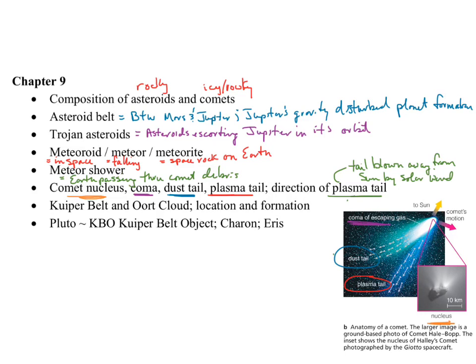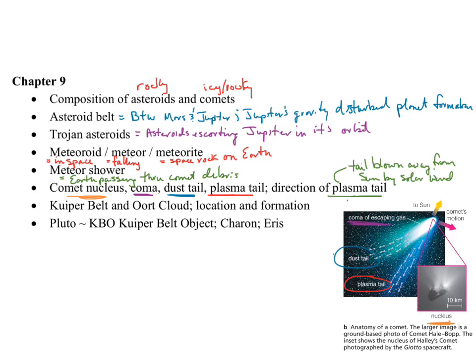So let's see. I guess one thing to draw your attention to is in green I have plasma tail, and I say tail is blown away from the Sun by the Sun's solar wind. So it's always blown in the direction away from. The tail's not like a kite where the tail kind of follows the movement. The tail actually always will be directed away from the Sun.